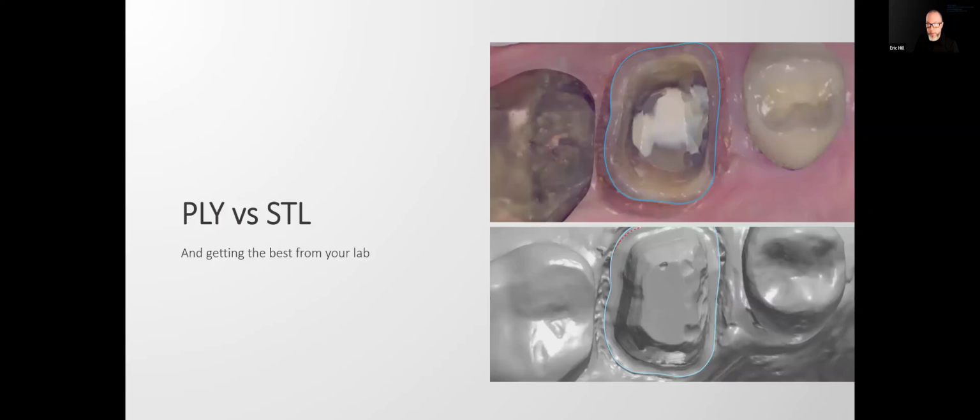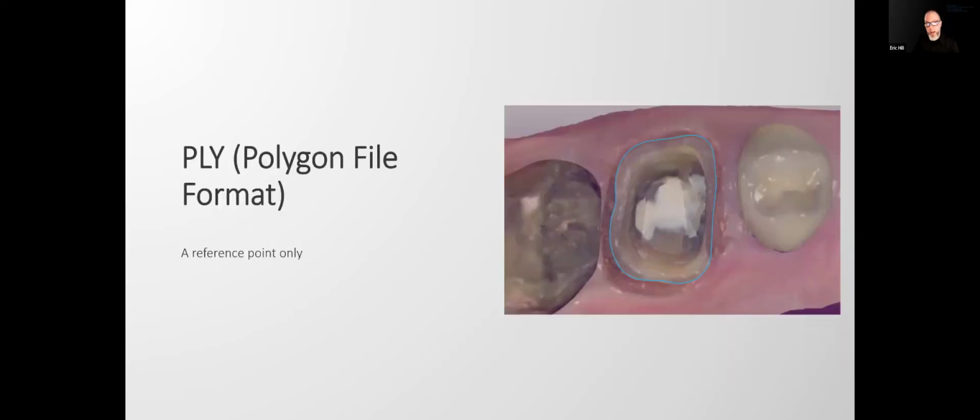PLY versus STL. I'm assuming everybody in the chat or anybody on this probably knows what STLs are, but maybe you don't necessarily know what a PLY is. A PLY is a polygon file format. And what I like to tell doctors is to not necessarily use this as a representation of you getting good margins. What I really mean by that is you can certainly see what you think is a very clear margin because you're seeing a distinction between the tissue and the tooth. But what you don't realize is when the lab looks at these, they don't necessarily see that nearly as well with the PLY scan versus the STL scan. And the reason for that is lighting and a couple other things.